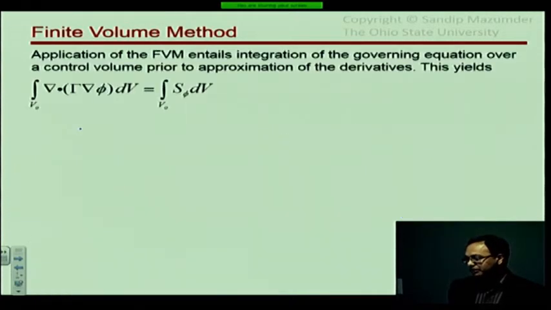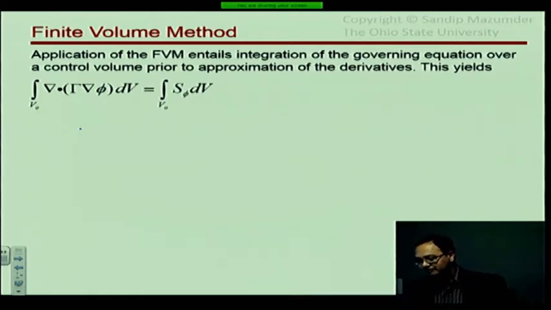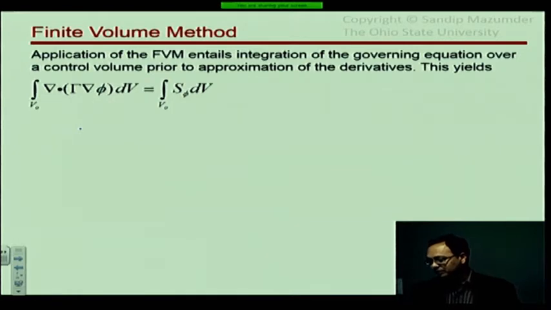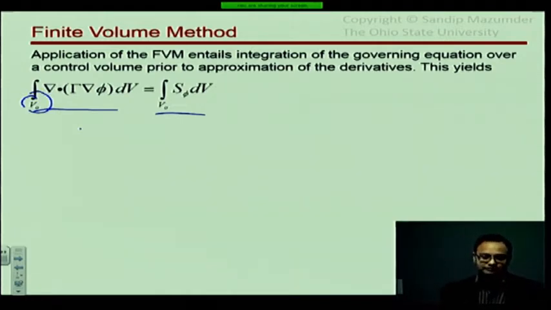So in finite volume, we pretty much employ the same kind of idea as the finite element method. In finite element method, on both sides of the equation, we have a test function that multiplies this because it's a variational formulation. Here we don't have that. We are simply integrating both sides of the equation over an arbitrary volume V naught. This is your control volume that you're looking at.